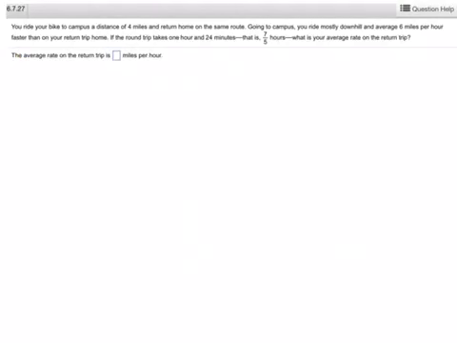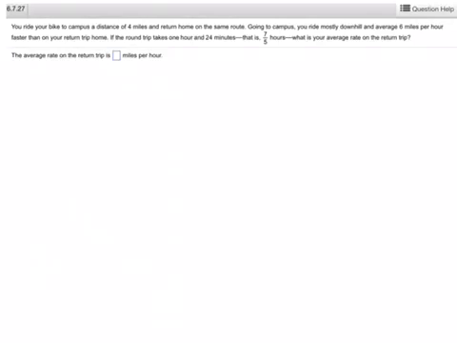In this problem it says you ride your bike to campus a distance of 4 miles and return home on the same route. Going to campus you ride mostly downhill and average 6 miles an hour faster than your return trip home. If your round trip takes 1 hour and 24 minutes, in other words 7/5 hours, what is the average rate on the return trip?